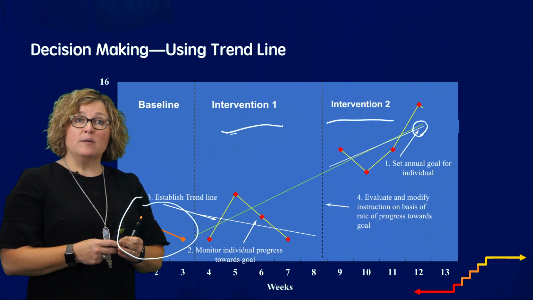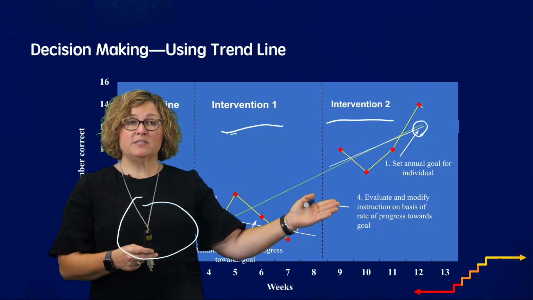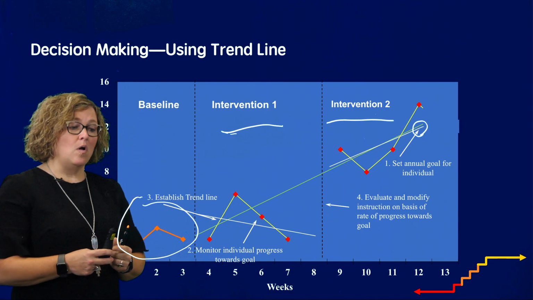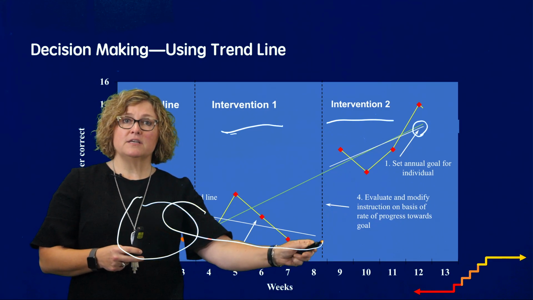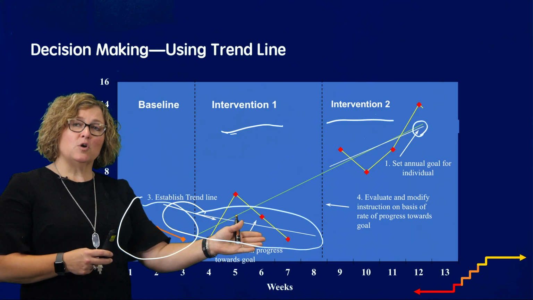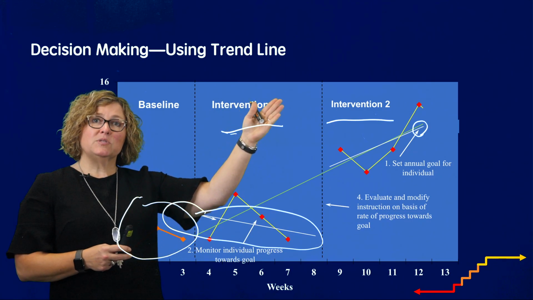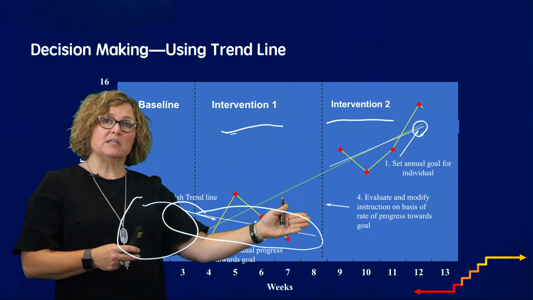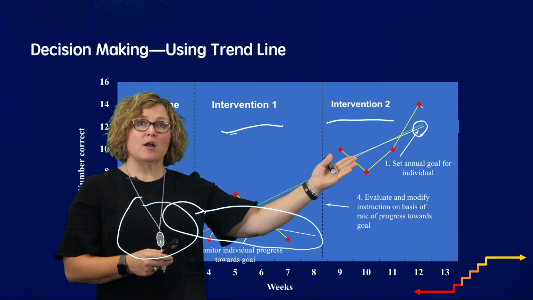Now the step comes to evaluate and modify instruction on the basis of rate of progress toward the goal. I think we can clearly see that if you look at this trend line, the trend line moving away from the goal, it's time to make a change in instruction. And in fact, that's what the teacher did, inserting an instructional change line and then continuing to monitor progress.